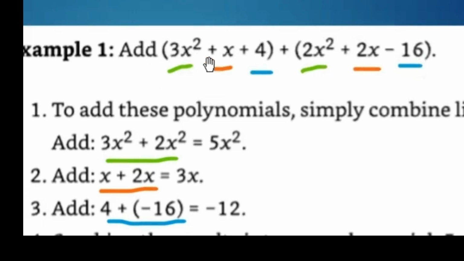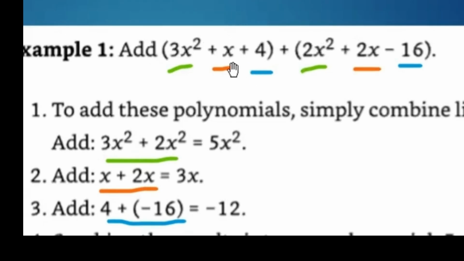So we can see here that we have 3x squared and 2x squared. Those are our terms with a squared variable. The variable is x in this particular instance. And we have x plus 2x. Those are our single exponent variables.